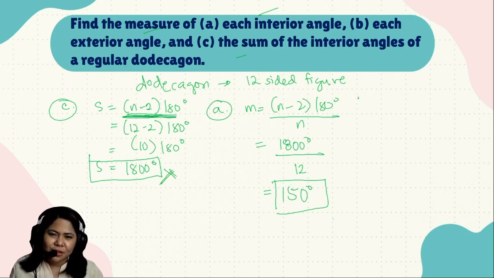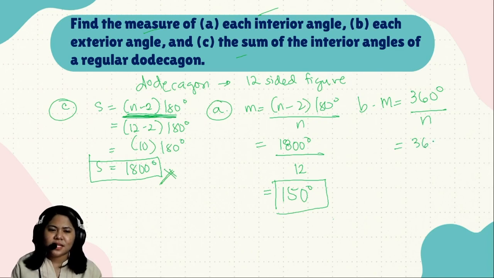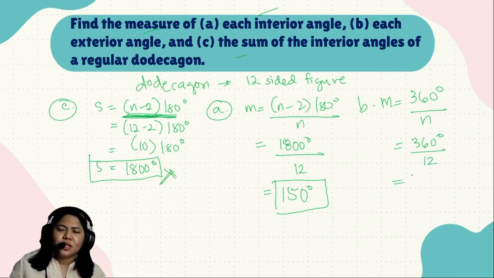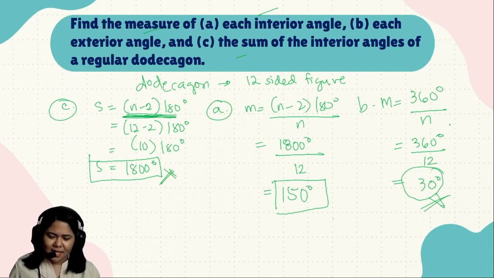And we can now answer letter B, exterior angle. Each exterior angle is given by the formula 360 degrees divided by the number of sides. So, 360 divided by 12. 36 divided by 12 is 3. 0, 30 degrees. So, each exterior angle of a regular dodecagon or a 12-sided figure is 30 degrees. As long as you know the formula, how to use it, how to interpret the problem, and then input it to the formula, it will be very easy for you.